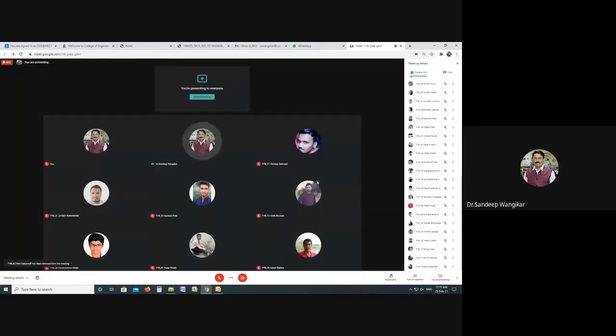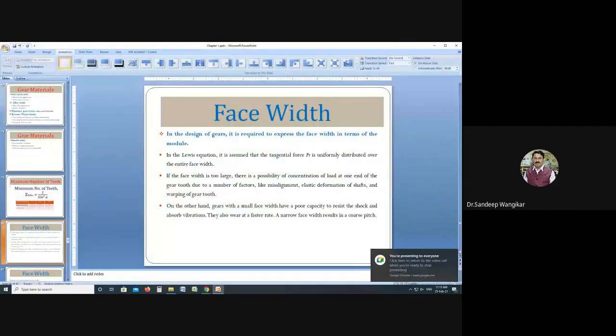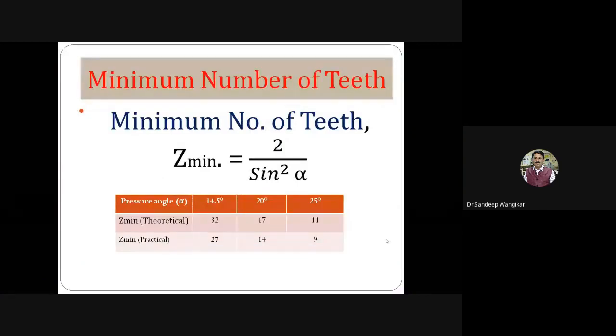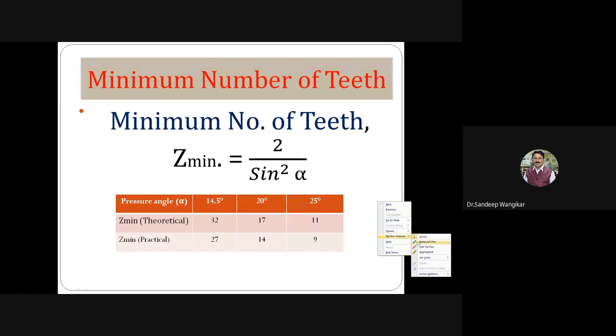Okay, so we are discussing the minimum number of teeth concept. These are the theoretical things which are required, and the minimum number of teeth given by the formula is different, and by practical means, by slight modification at this particular point, it is something different. So these 27, 14, and 9 are the minimum number of teeth required after modification. For 20 degree, you keep in mind this is very important, the most usual system, 17 and 14 are the minimum number of teeth required on the gear tooth.